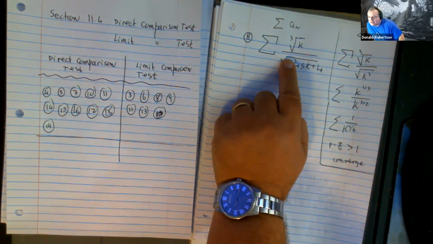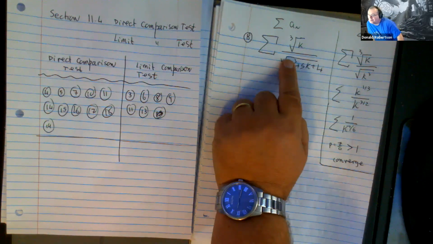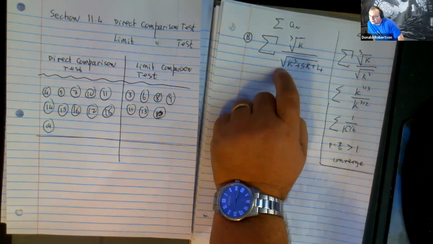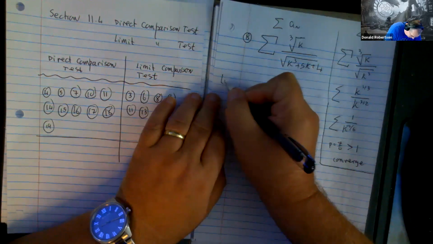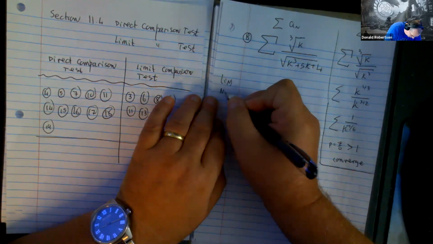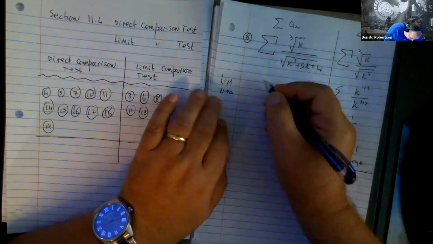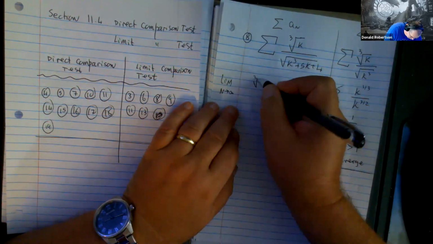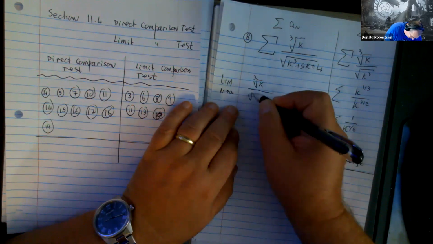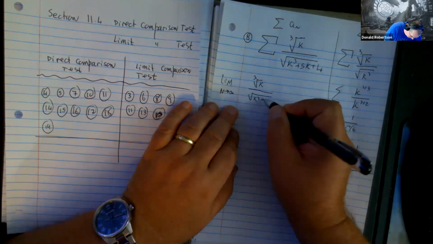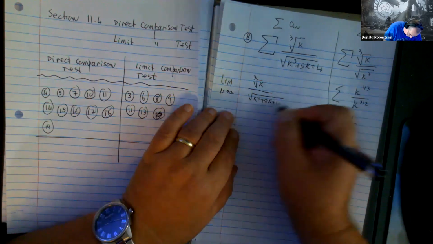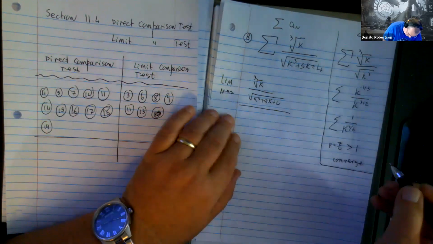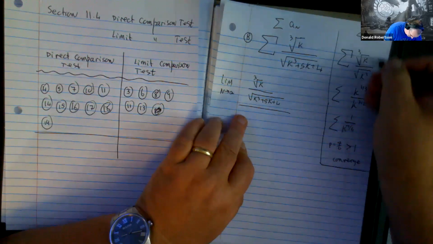Okay, so I know, provided everything else remains the same, that this one will also converge, provided I can prove the limit of an over bn is a number. Agreed? So, the limit as n tends to infinity of an, which is this guy, divided by bn, I'm just going to leave bn like this.